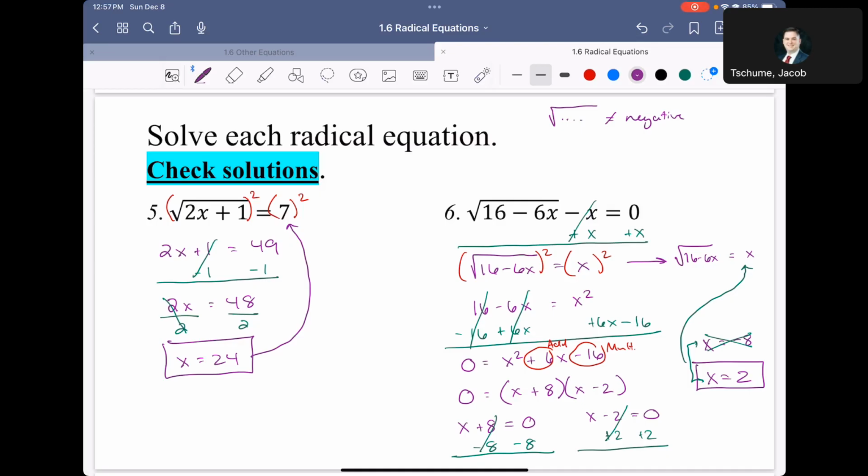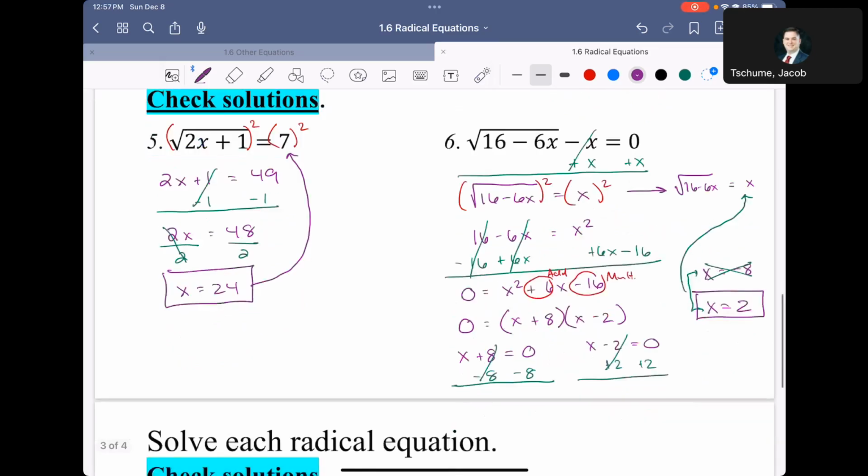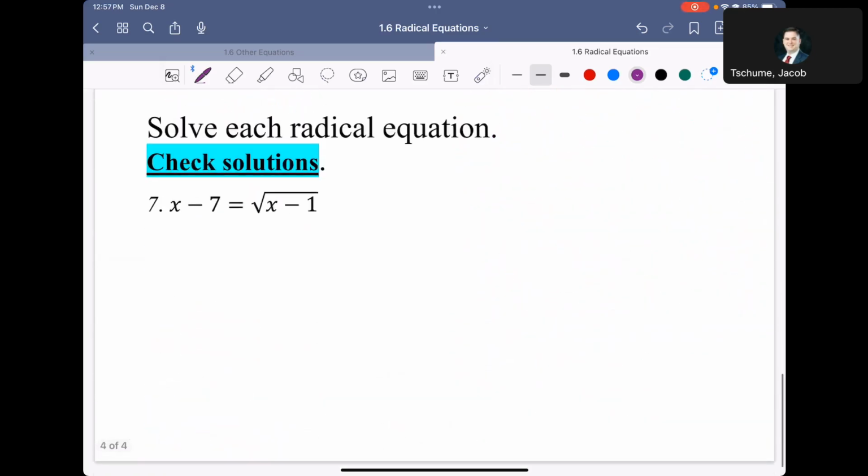All right, I want to do one more like that because I hate to just do one like that and leave it alone. So on the next slide, let's do the exact same idea. I would like you to solve this radical equation with me, and when we're done, we will check our solution to make sure it's valid. So on number 7, you have x minus 7 equals the square root of x minus 1.